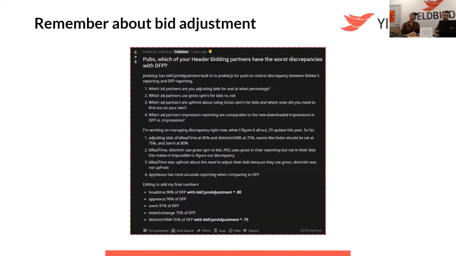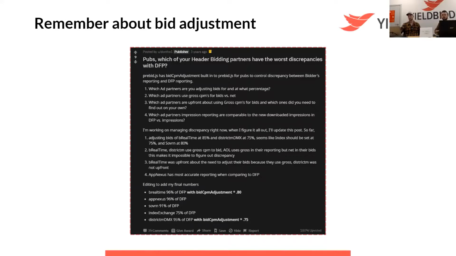Okay, cool. Bid adjustment, guys. I don't know if you know the Reddit AdOps group, 25,000 professionals working in the same industry as us. I love it. I write there every day, ask some questions, get some help from different kinds of professionals, but also try to help other publishers.